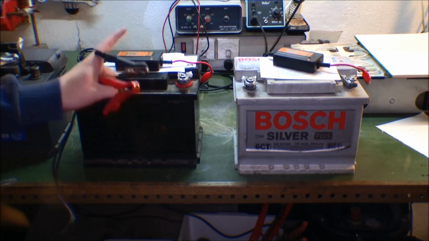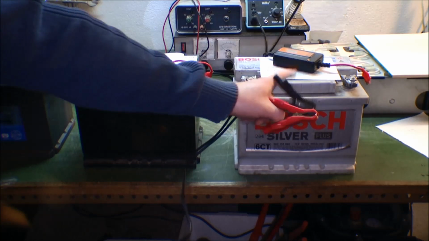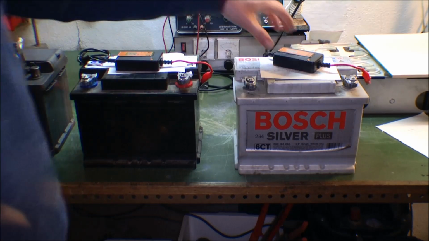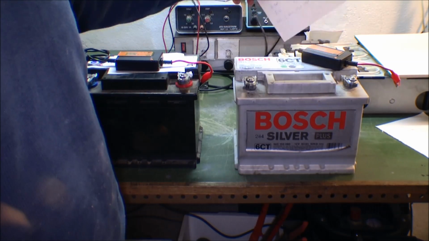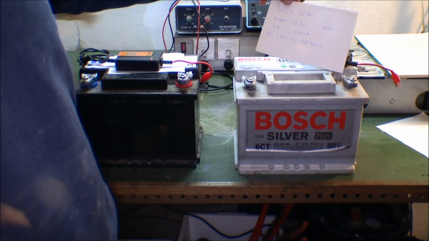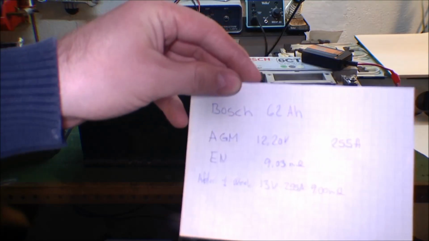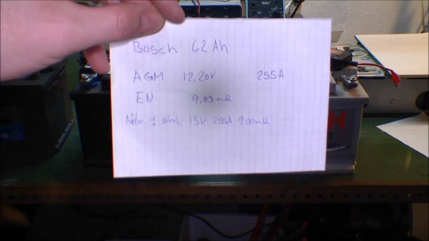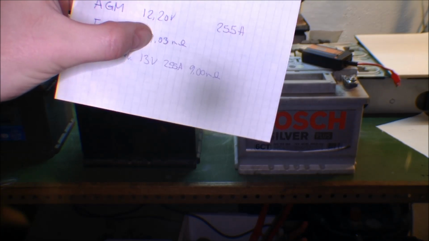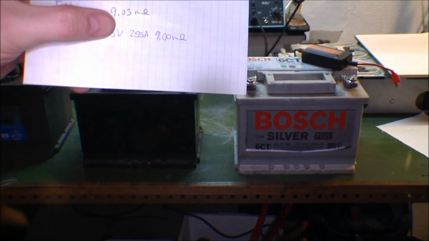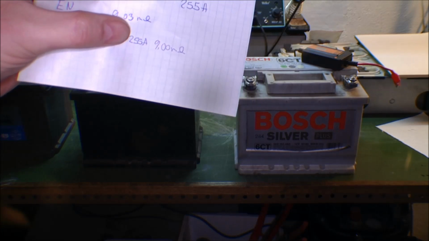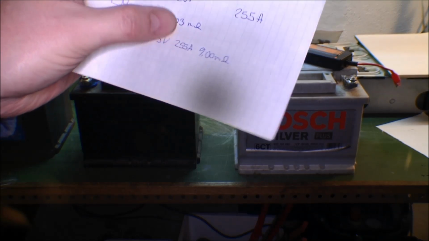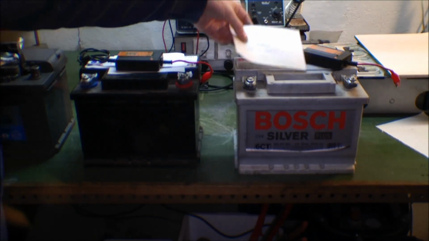This is the worst one, or it was the worst one at least, and this one wasn't good, but it wasn't that bad either. Let's just see how it was. It was 12.2 volts, 255 cranking amps, and an internal resistance of 9.03. And last week it was at 13 volts, 255 cranking amps, and 9 milliohms. So let's see if it has improved any.